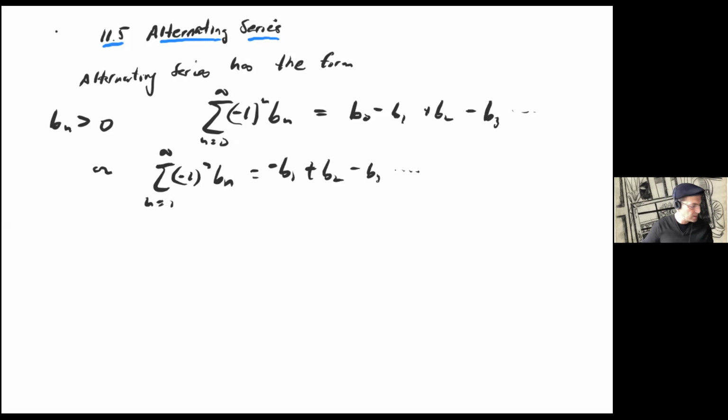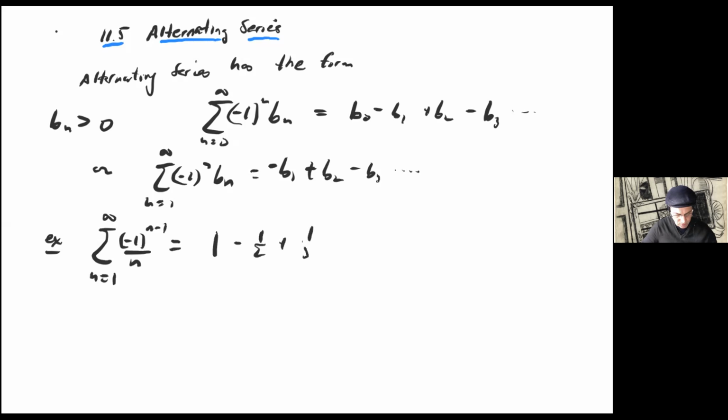So these are alternating. Here's an example to keep in mind. Summation, n goes from 1 to infinity, (-1)^(n-1) over n. So n is starting at 1, so you're going to get 1 minus a half plus a third minus a fourth plus a fifth minus a sixth, etc. Okay, so that's an alternating series, and I want to develop a test for testing alternating series, whether they converge or not.